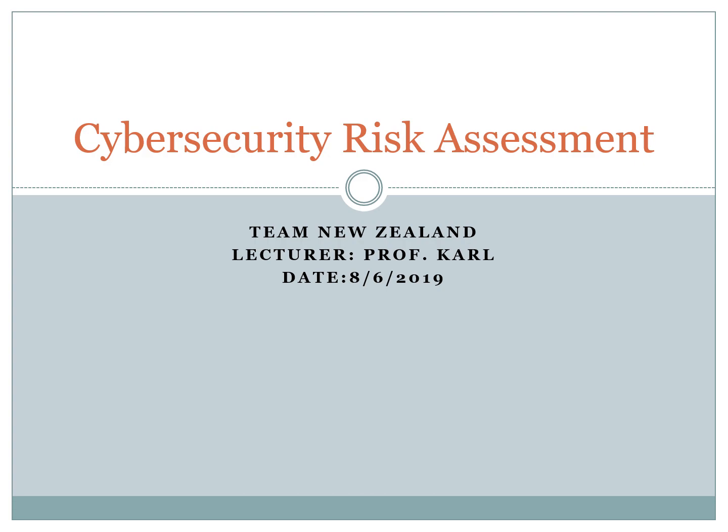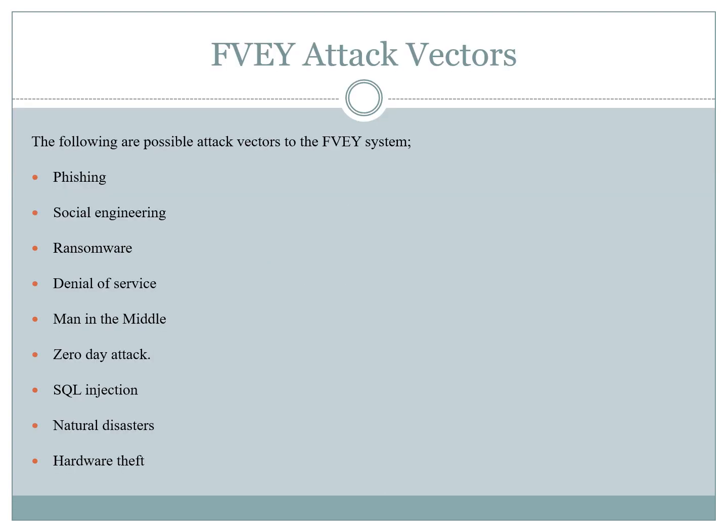Cybersecurity risk assessment conducted by the team New Zealand. Fake attack vectors. The following are possible attack vectors to the fake system: phishing, social engineering, ransomware, denial of service, man-in-the-middle attack, zero-day attack, SQL injection, natural disasters, hardware theft.